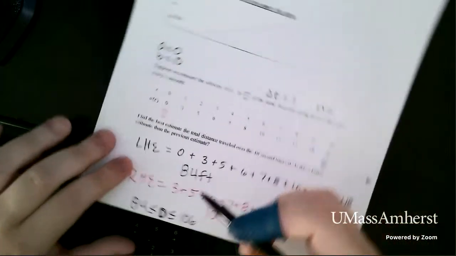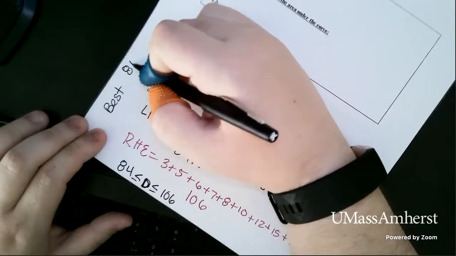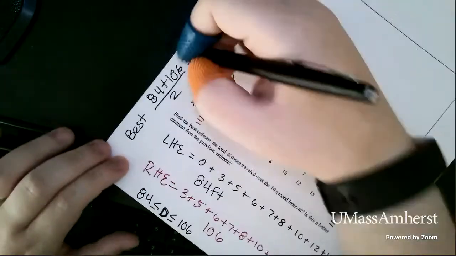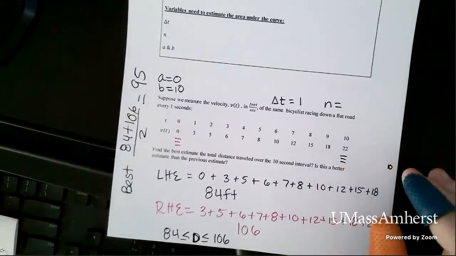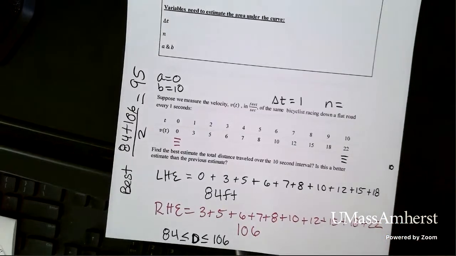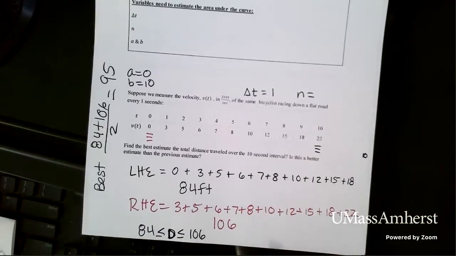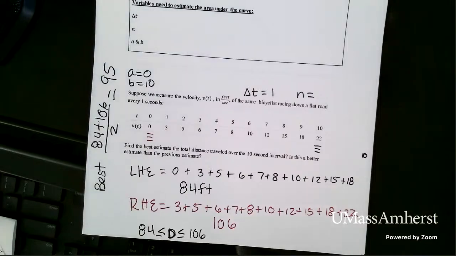So for the best estimate, remember we're averaging. So we have 84 plus 106 divided by 2. That's going to give us 95. So that's different than what we had before. In the last approximation, our best estimate was 96. Now it's 95. It's a small change, but it's an important one because if we're saying that this is a better estimate because the interval is smaller, that means that 95 is a better estimate than 96.